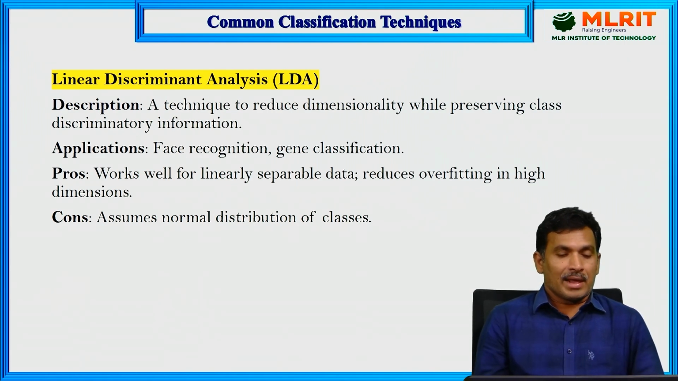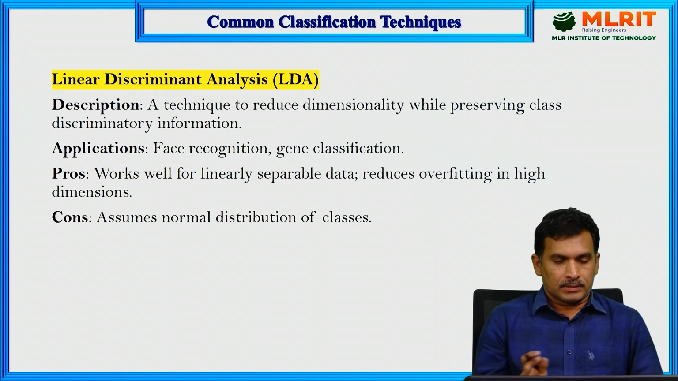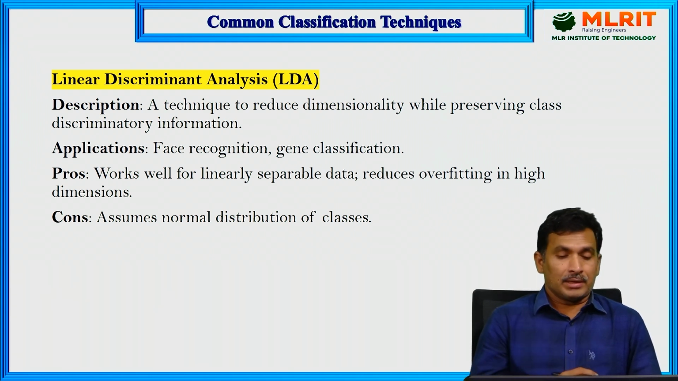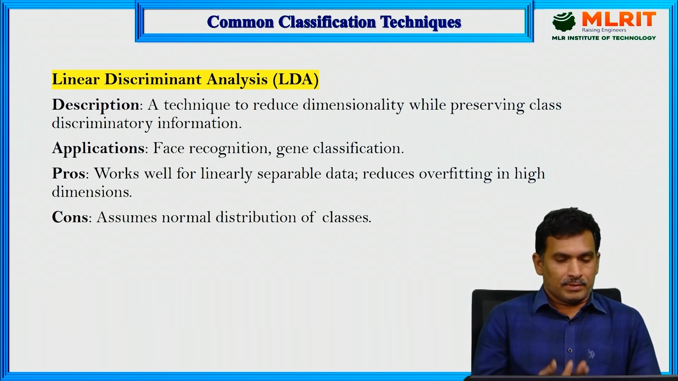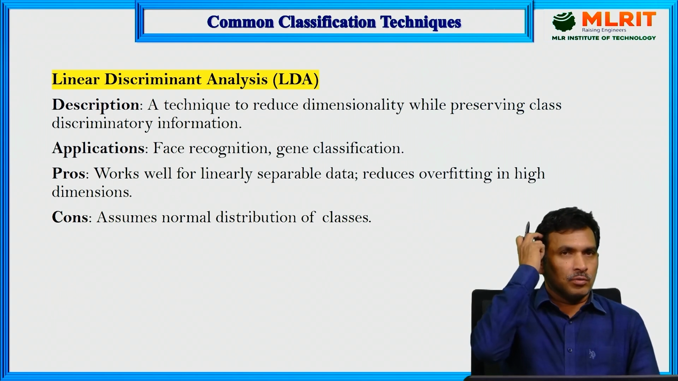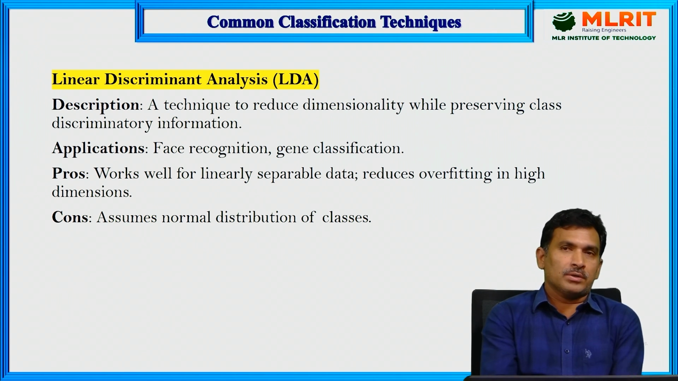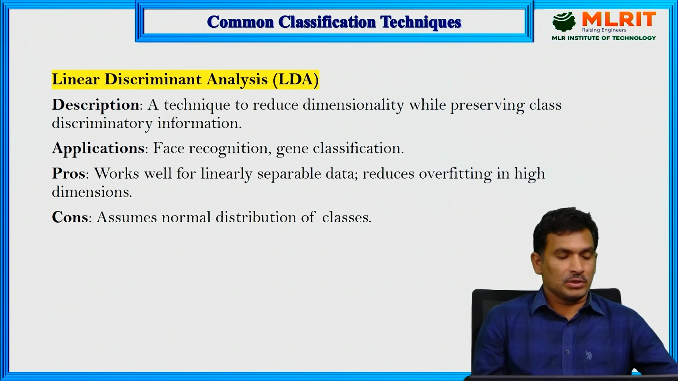Next, linear discriminant analysis, LDA. It is a technique to reduce dimensionality, mainly because, as I said many times, not all the features in a data set are important or equally contribute. In that case, the dimensionality needs to be reduced. The features which are not contributing more, or contributing zero, neutral features, would be reduced by using LDA. Applications are face recognition and gene classification. The advantages are that it works well for linearly separable data and reduces overfitting in high dimensions. But a disadvantage is that it assumes a normal distribution of the classes.